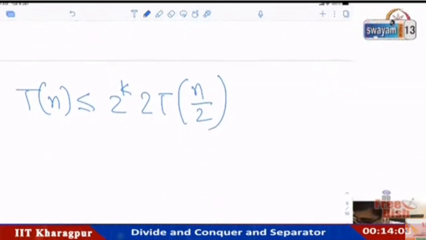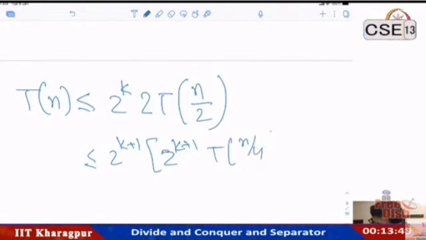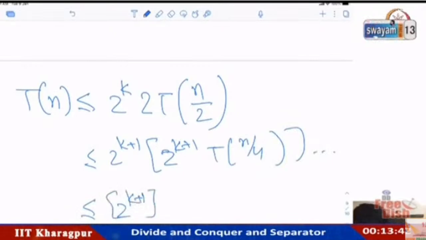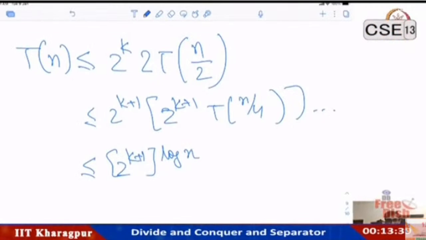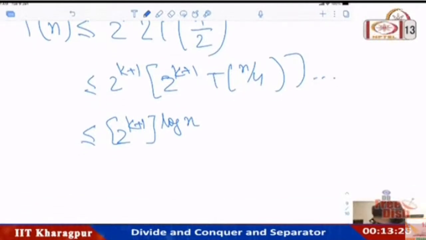Now if you extend this recurrence, you are going to get 2 power k plus 1, then again you will get 2 power k plus 1 times T of n over 4, and so on and so forth. So this is 2 power k plus 1, but how many times? Log n times, right? Because n by 2, n by 4, n by 8, n by 16, and so on. So this is upper bounded by this, and if you do this, it is roughly n to the power k plus 1. This is roughly the running time of this algorithm.